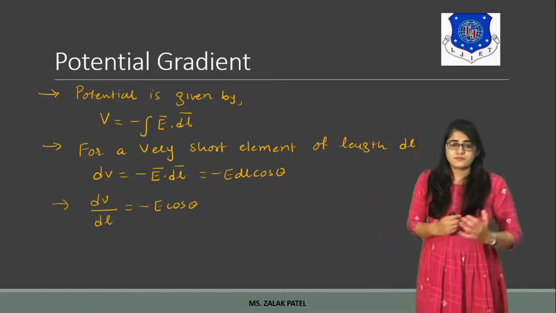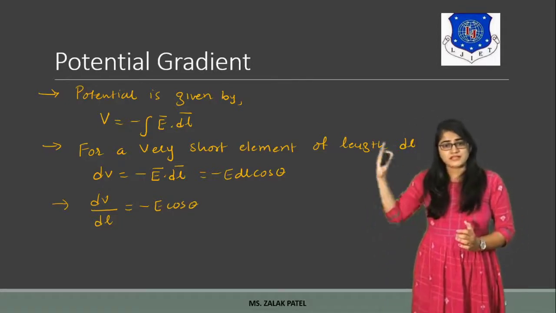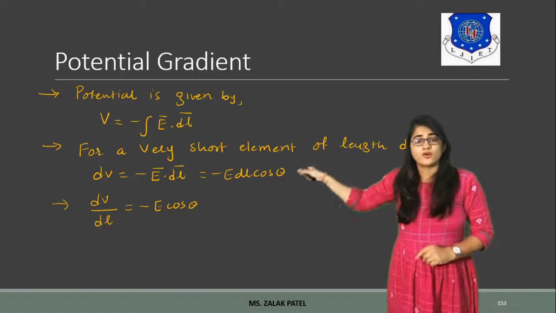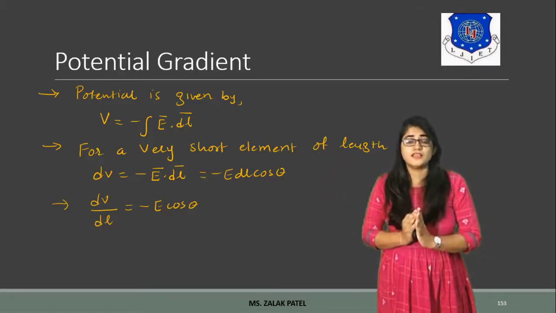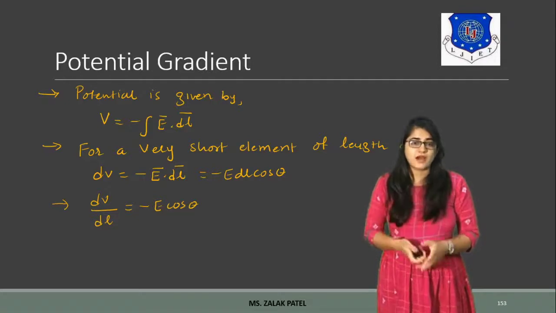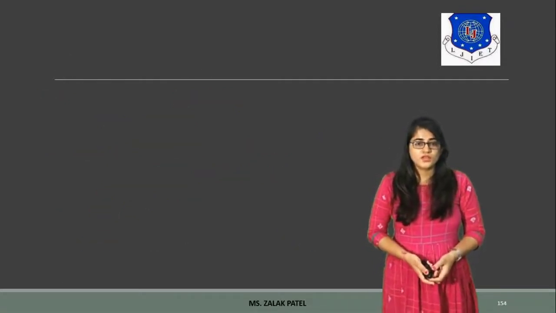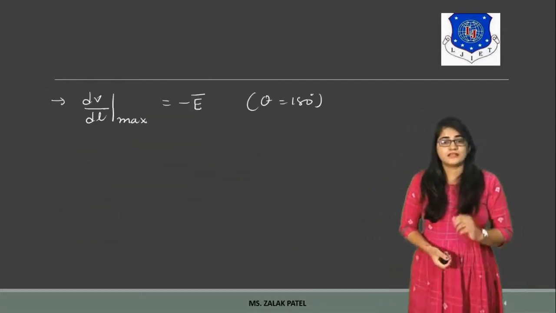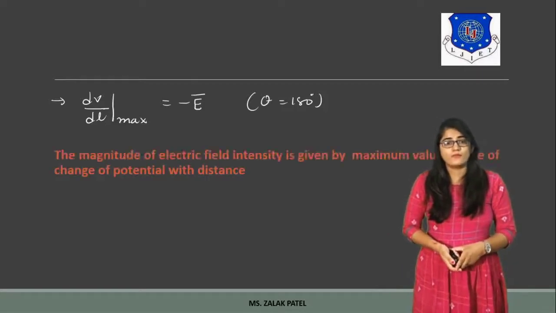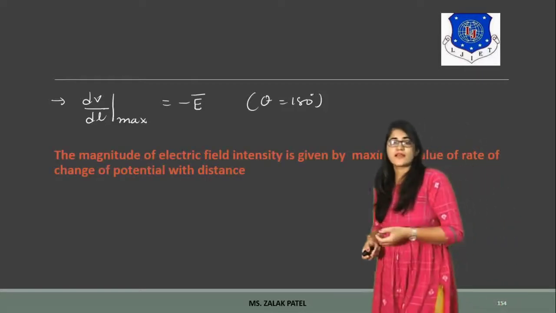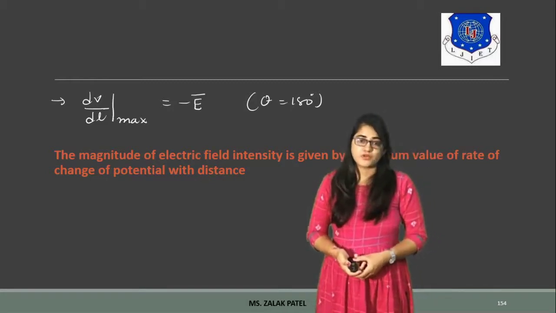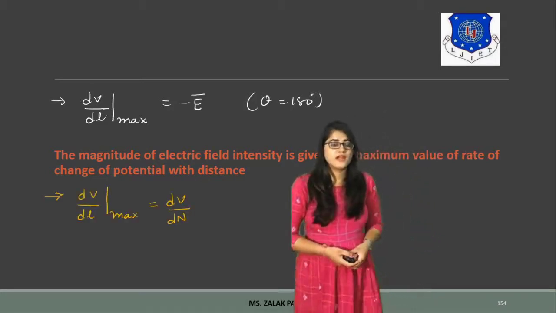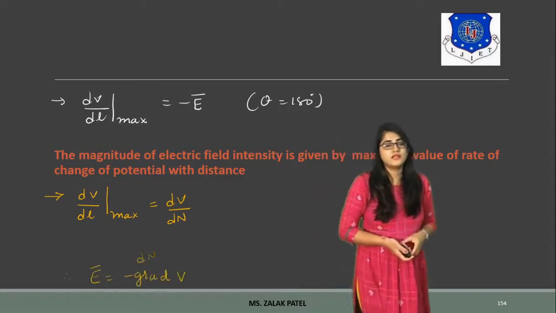When theta becomes pi, then cos pi will give us the answer minus 1. But over here, already one negative sign is there, so it becomes the highest magnitude of dV by dl. So for this you have to take theta equal to 180 or pi, because this gives us the maximum value of rate of change in potential with respect to distance. So dV by dl maximum can be dV by dn.